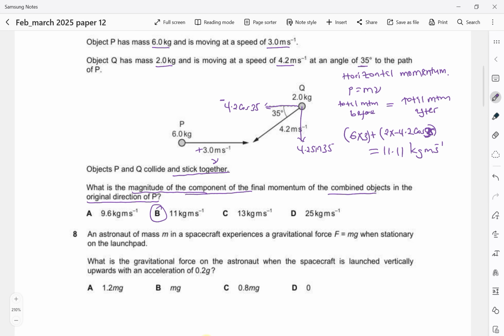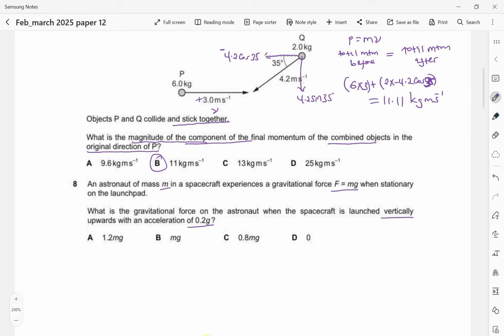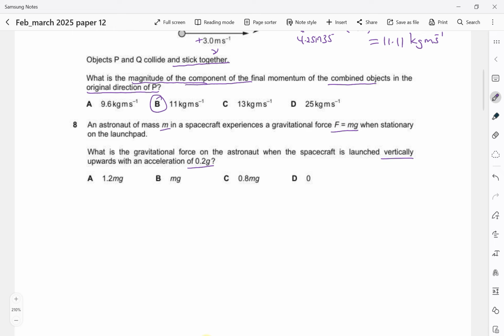An astronaut of mass m in a spacecraft experiences a gravitational force F equaling mg when stationary on the launch pad. What is the gravitational force on the astronaut when the spacecraft is launched vertically upwards with an acceleration of 0.2 g? Okay, so let's try to put this in a sketch and see what is really happening.